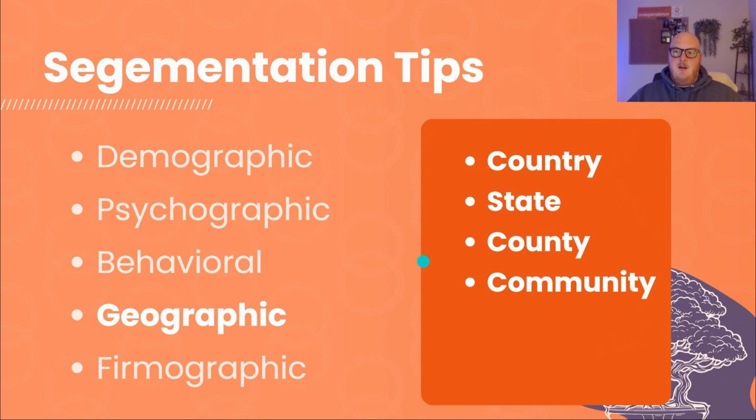Second to last one is going to be geographic. This could be you're looking at things such as country, state, county, community. Really, this one you want to drive down as small as you can or you need. So if you're a local business, you may want to look at the community level or county level because those might be different types of people.